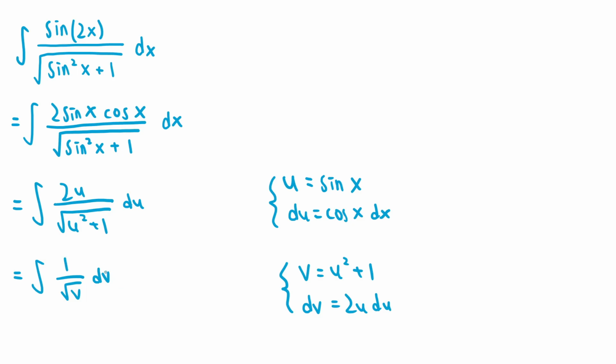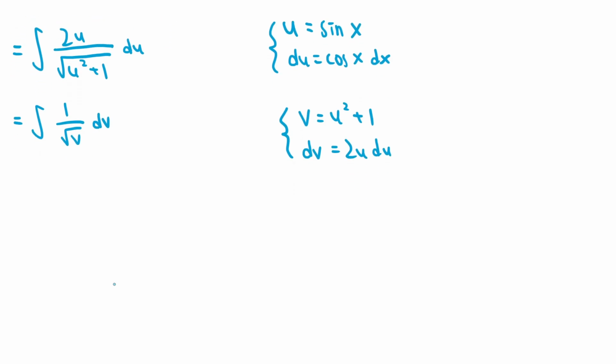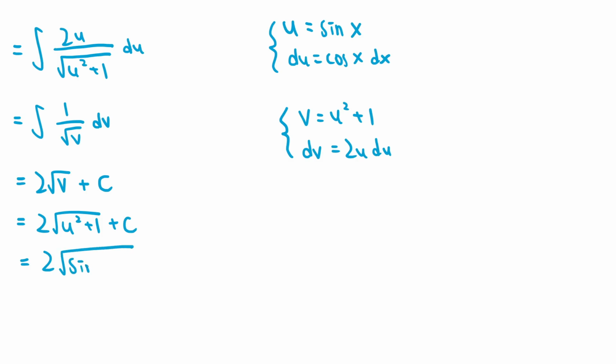The integral of 1 over the square root of v is just 2 times the square root of v by the reverse power rule, and we have to add the constant of integration c. Since we let v equal u squared plus 1, if we substitute u squared plus 1 back in for the v, we get 2 times the square root of u squared plus 1 plus c. Since we also set u equals sine of x, if we substitute that back in for the u, we get 2 times the square root of sine squared of x plus 1 plus c.